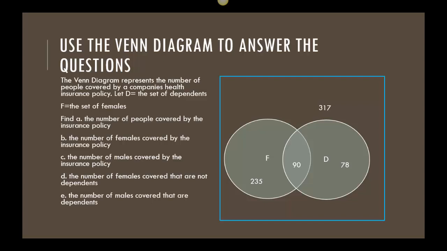So we're only talking about how many. We don't care about the people's names. So this 90 represents 90 people. 235 is 235 people. So the same thing like that. So in A, we're going to figure out how many people were covered by the insurance policy. Then for part B, we'll talk about how many females were covered by the insurance policy. C, we're going to look at the number of males covered by the policy. Then in D, find out how many females are not dependents. And then the last one, E, the number of males that are dependents.